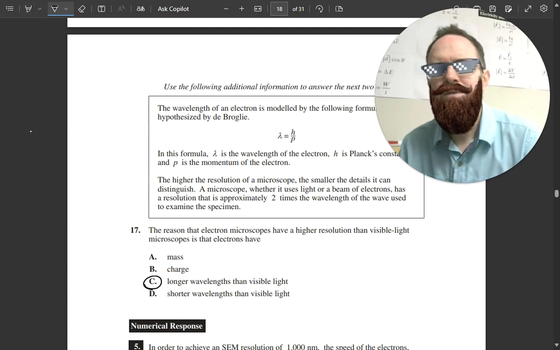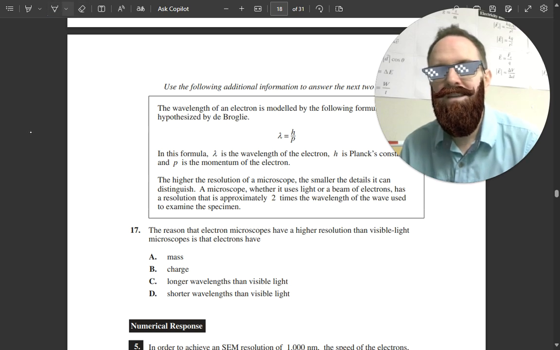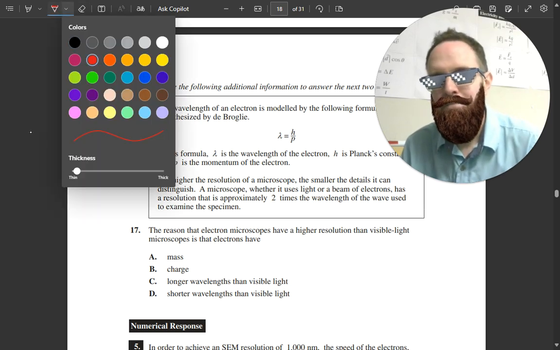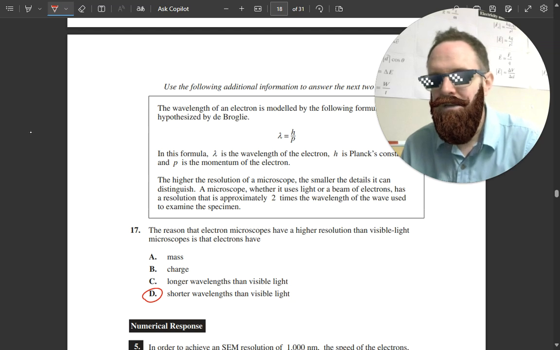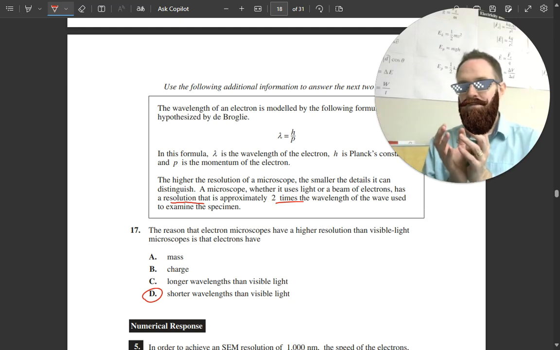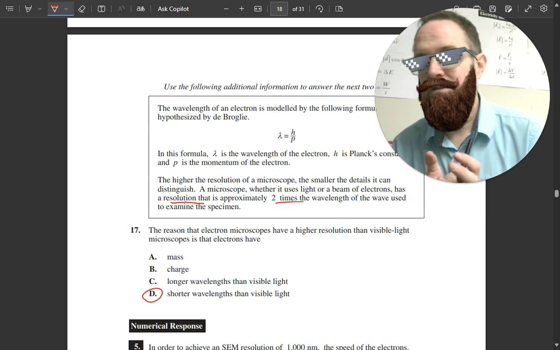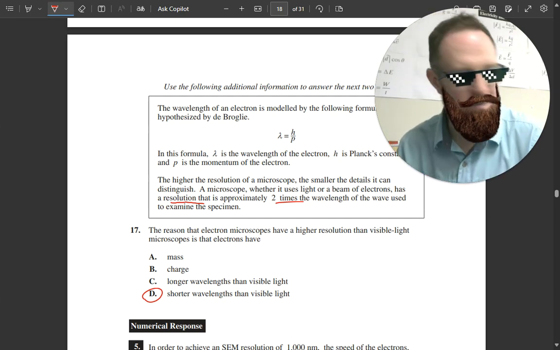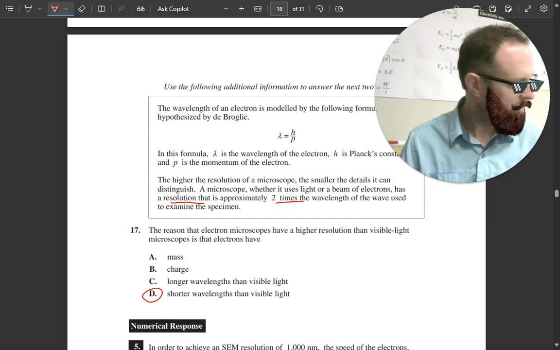Let's go back up here. Where's my undo button? I'll just erase it. Shorter wavelengths, because it's very key in this one here. They talk about the key here. The resolution is approximately 2 times the wavelength of the wave, right? So the smaller the wave, the smaller the resolution, the more I can see. So I'm assuming shorter wavelengths here. Okay.